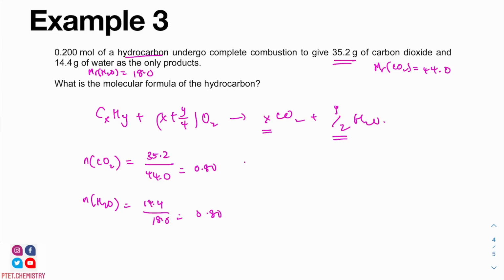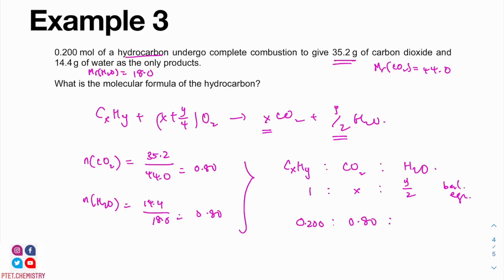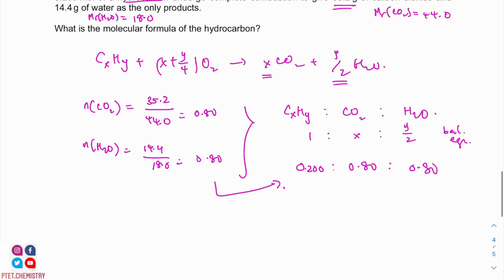So if I have CxHy, compare that mole ratio, yeah, we're comparing mole ratio of CxHy to CO2 to H2O. I have 1 is to x is to y over 2. These are from the balanced equation. And then I have the actual values, which is 0.200 is to 0.80 is to 0.80. These are from the calculated values, all right?